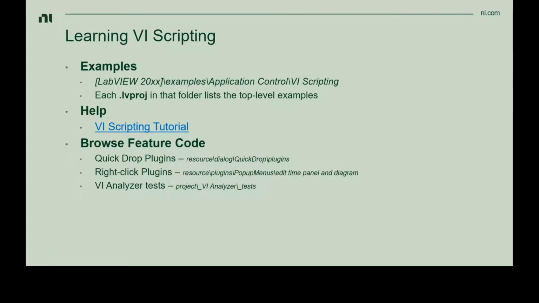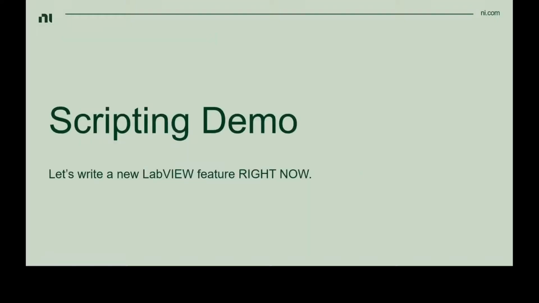And then the third way to learn scripting is to just browse the features that are built on top of scripting. So you've got Quick Drop plugins, Right-Click plugins, and VI Analyzer tests. Those are all things I'll be talking about in this presentation. But you can go into those folders and start browsing and just looking to see how those features were implemented using scripting. The vast majority of that code is not password protected. So you can go in, browse through the code, and learn hands-on how those features were implemented. But enough talking.